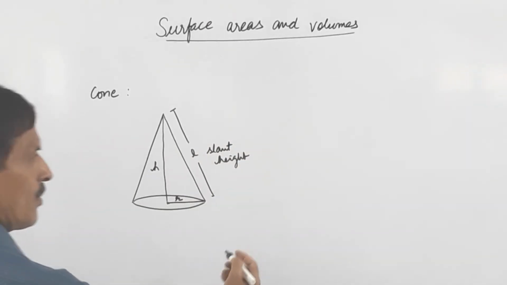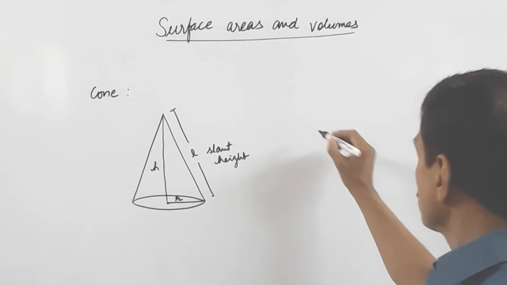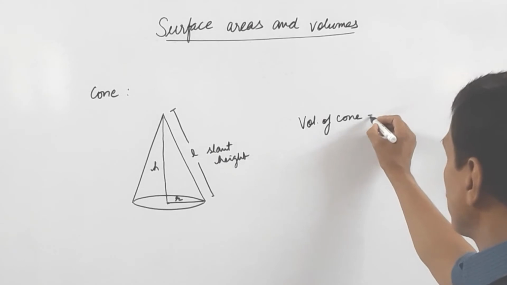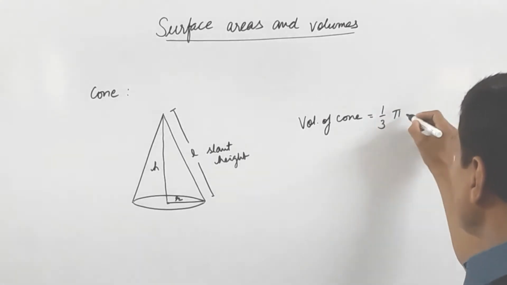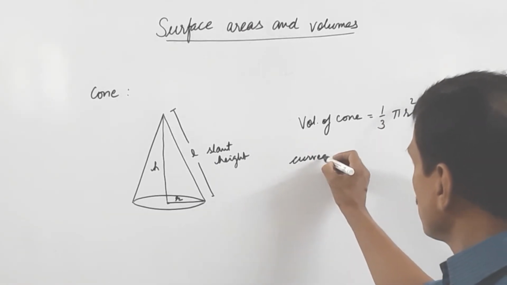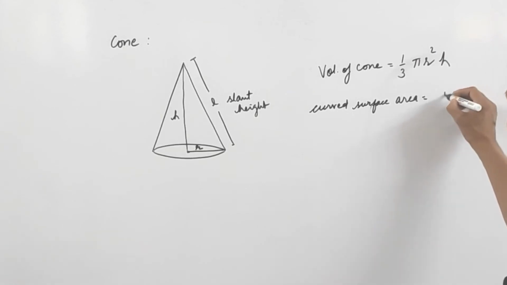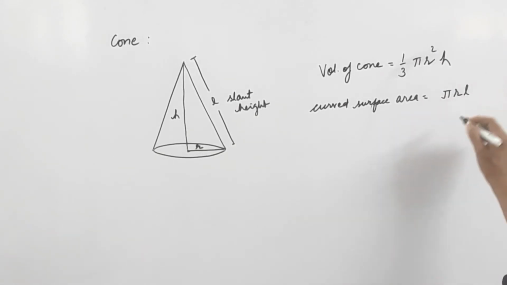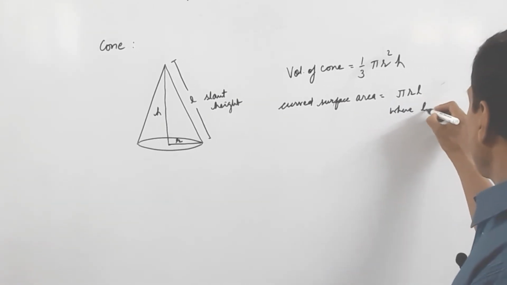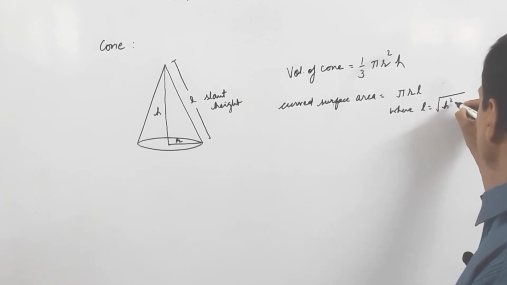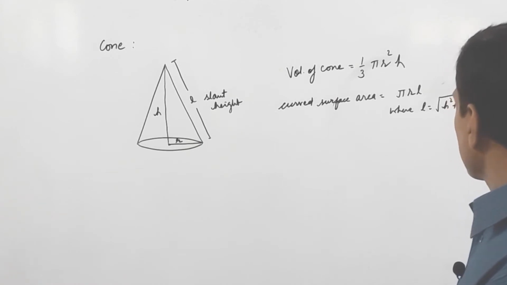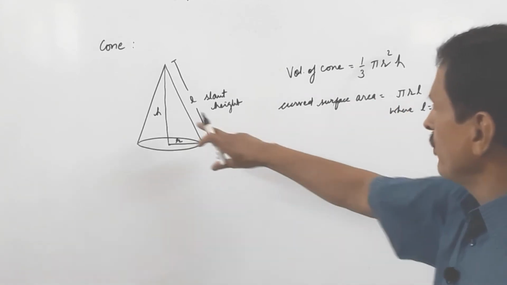Volume of the cone is equal to 1 by 3 pi r square h. Curved surface area is equal to pi r l, where l is equal to root h square plus r square. By Pythagoras theorem we can find this L.